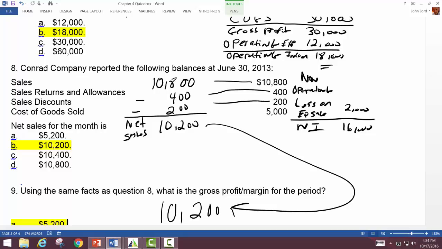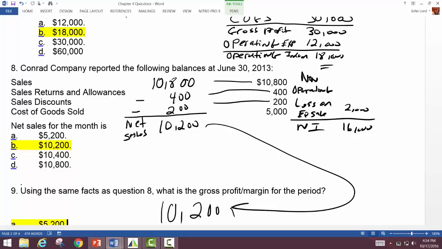Number 8. Conrad Company reported the following balances at June 30th, 2013, and we want now net sales, don't we? Okay, so now this is getting downright boring, isn't it? So you take sales minus my sales returns minus my discounts, give me my net sales, right?